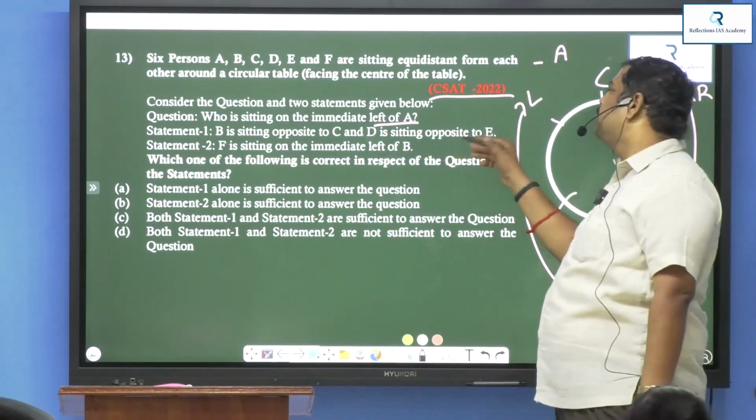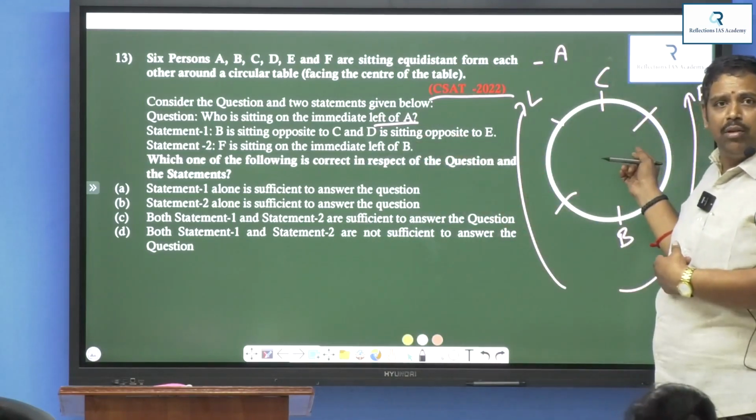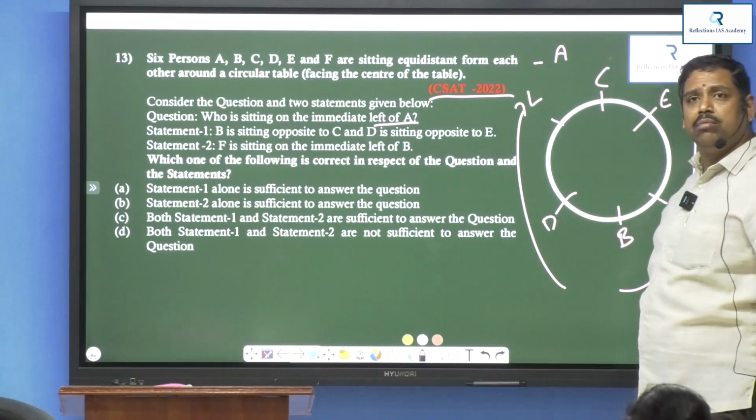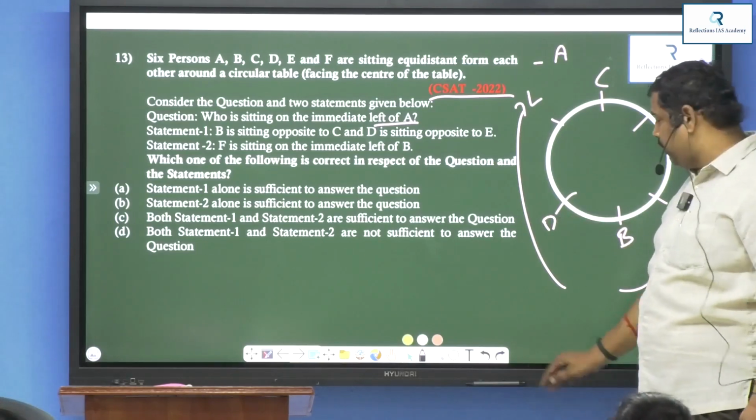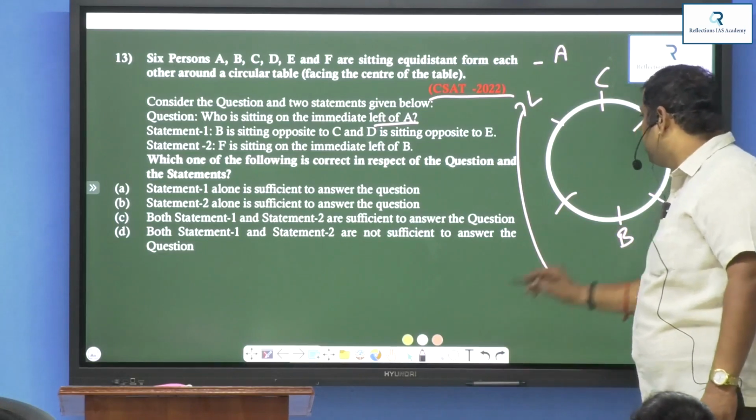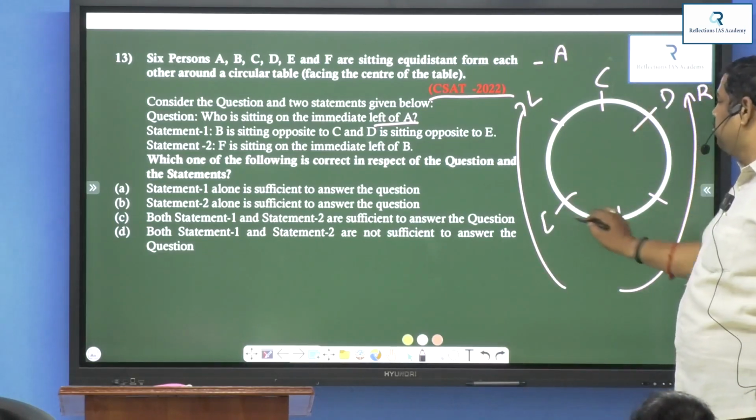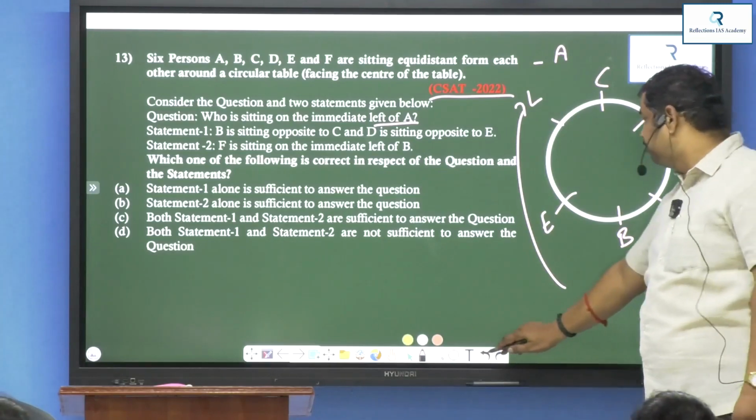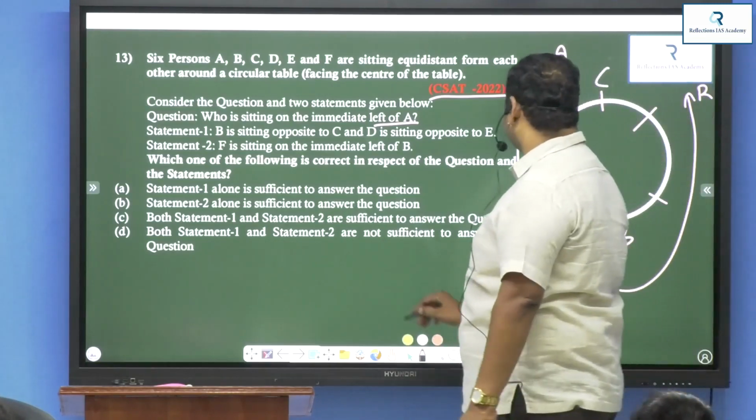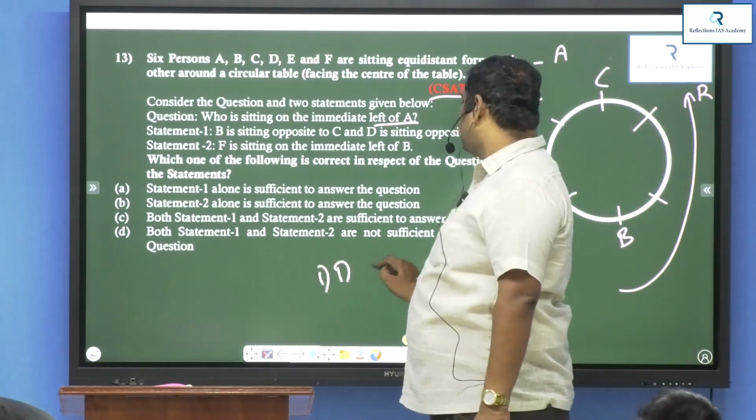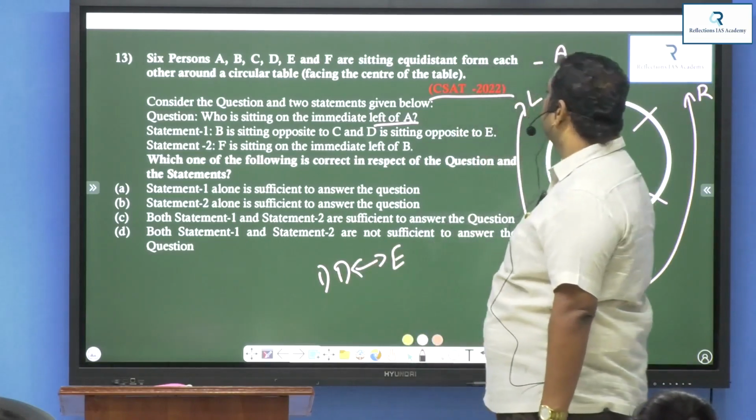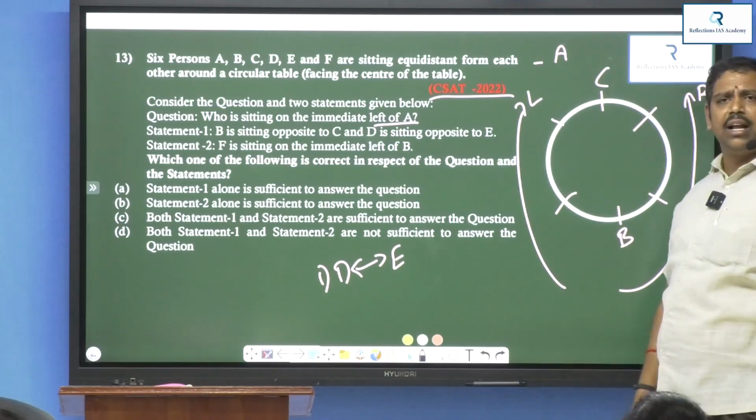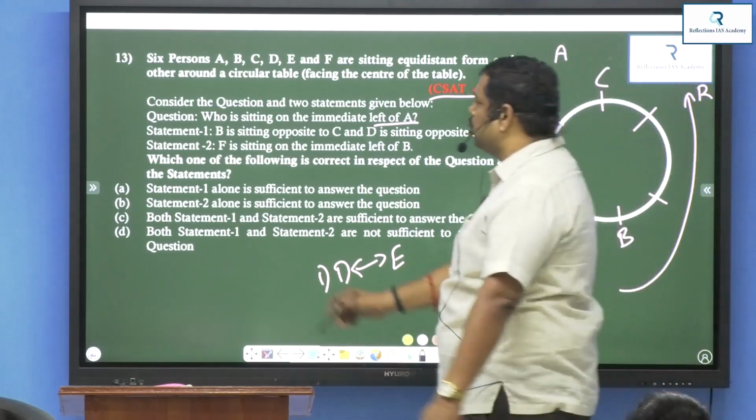D is sitting opposite to E. This one I am unable to show. Because if I write D here and E here, that means that B's left is D. Yes or no? Okay, why should I take it like that? D might be here, E might be here, right? B's left might be E. Because the arrangement starts now, we should not go. Okay, I am writing here. D and E are opposite to each other. That means now tell me here, A's left is who? Are you able to decide or unable to decide? Unable to decide. Leave it.